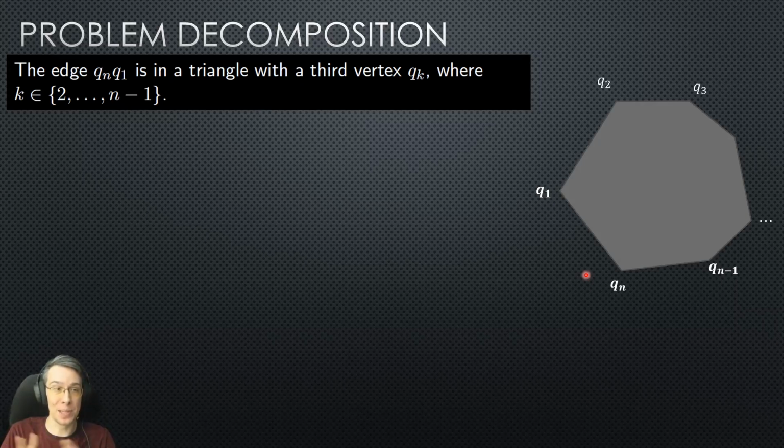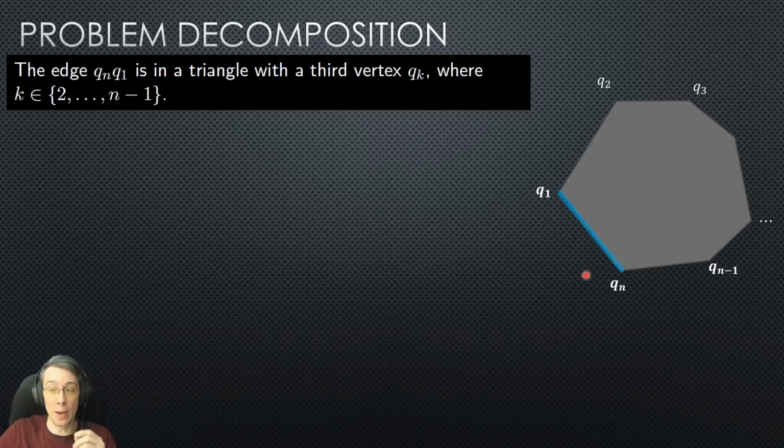So we won't brute force it. We'll come up with a dynamic programming solution. So first off, we want to ask the question, how could we try to decompose this problem into subproblems? So if I have some convex n-gon here, which I've drawn on the right, with points q1 up to qn, consider the edge between q1 and qn.